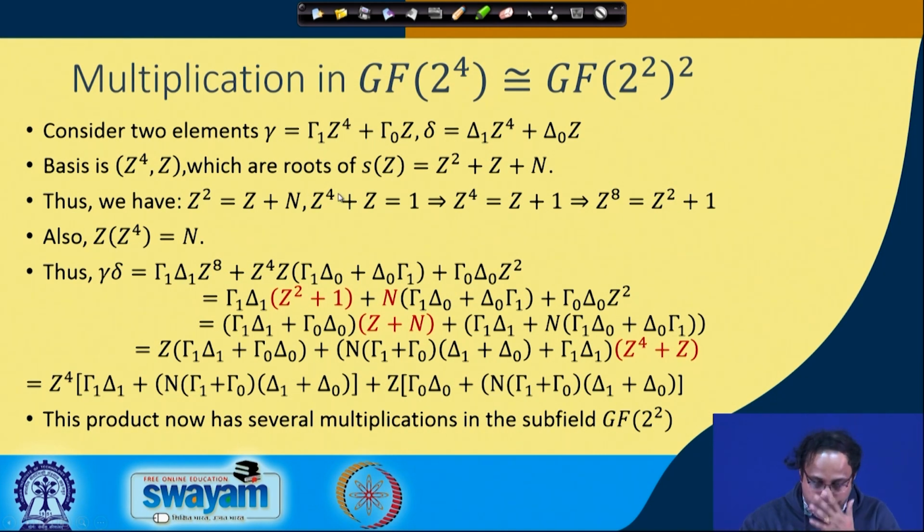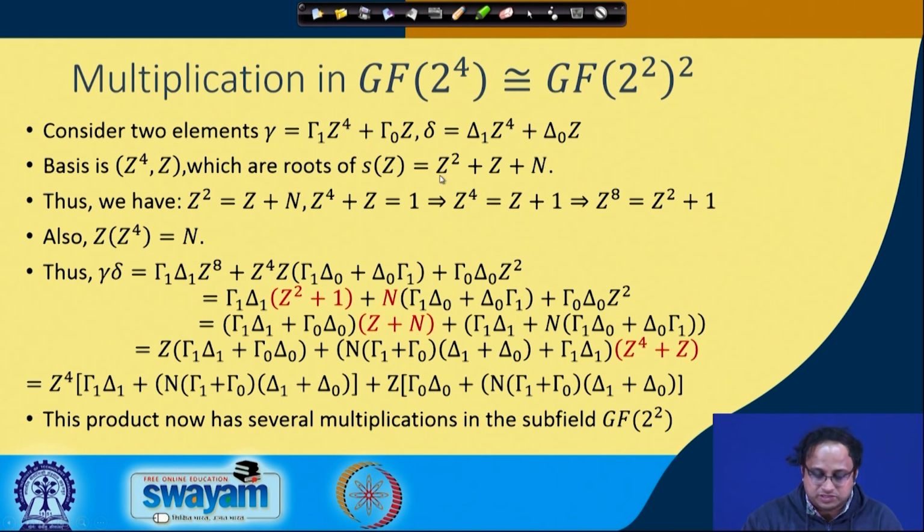Remember, my elements in GF(2^4) can be isomorphically expressed in GF((2^2)^2), and therefore the elements here are gamma and delta. Gamma, as I told you, is nothing but gamma 1 z to the power of 4 plus gamma 0 z, because my basis is z to the power of 4 and z, and likewise delta is equal to delta 1 z power of 4 plus delta 0. Of course, you should note a few more things, that is the basis is z power of 4 comma z, which are the roots of this irreducible polynomial z square plus z plus n. And now what is this n?